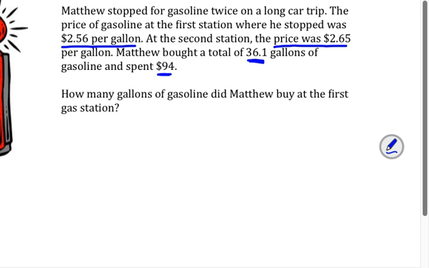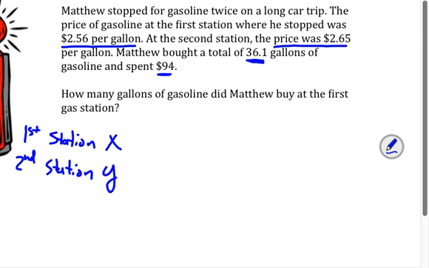Well, basically we're looking at how many gallons did he buy at each station. Well, 36.1 altogether. We'll say at the first station, he bought x gallons of gas. At the second station, he bought y gallons of gas. So here's where we start setting up our equations. There's two variables, an x and a y, so I need two equations in order to solve for it. There were 36.1 gallons bought altogether. So if I take x and y, the number of gallons at the first station plus the number of gallons at the second station, that should equal the total number of 36.1 gallons.